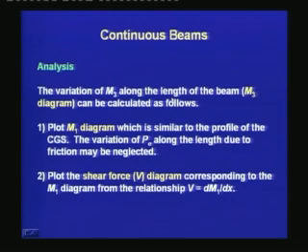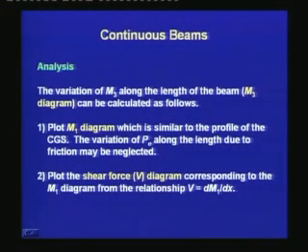The next task in hand is to develop the resultant moment diagram, which is denoted as the M3 diagram, and this diagram can be calculated as follows. The first step is to plot the M1 diagram, which is similar to the profile of the CGS. The variation of Pe along the length due to friction may be neglected.